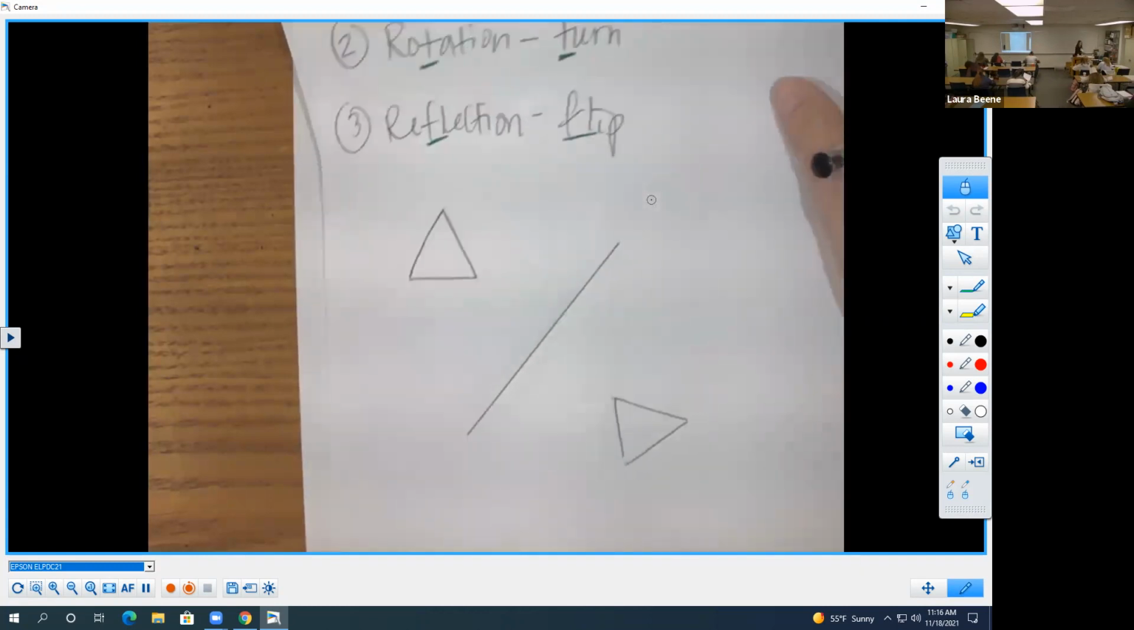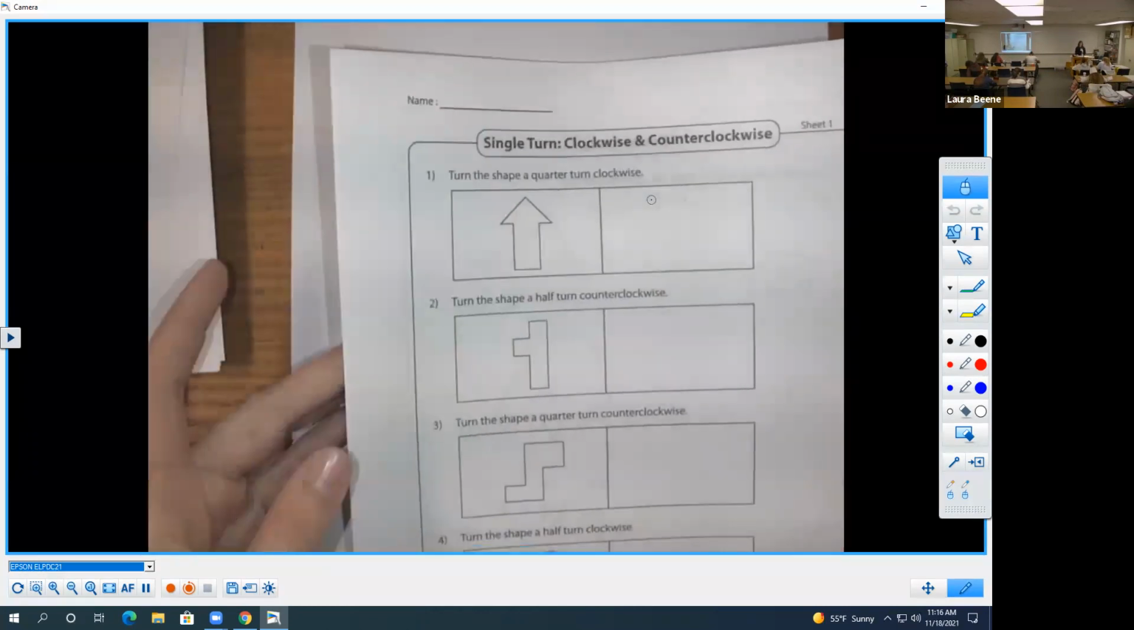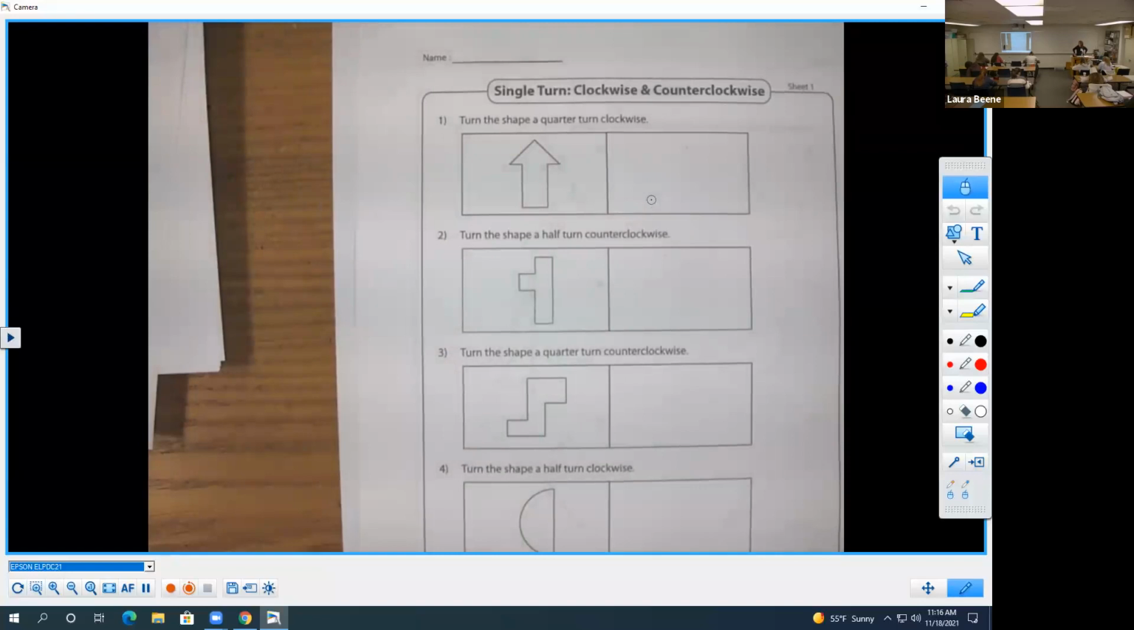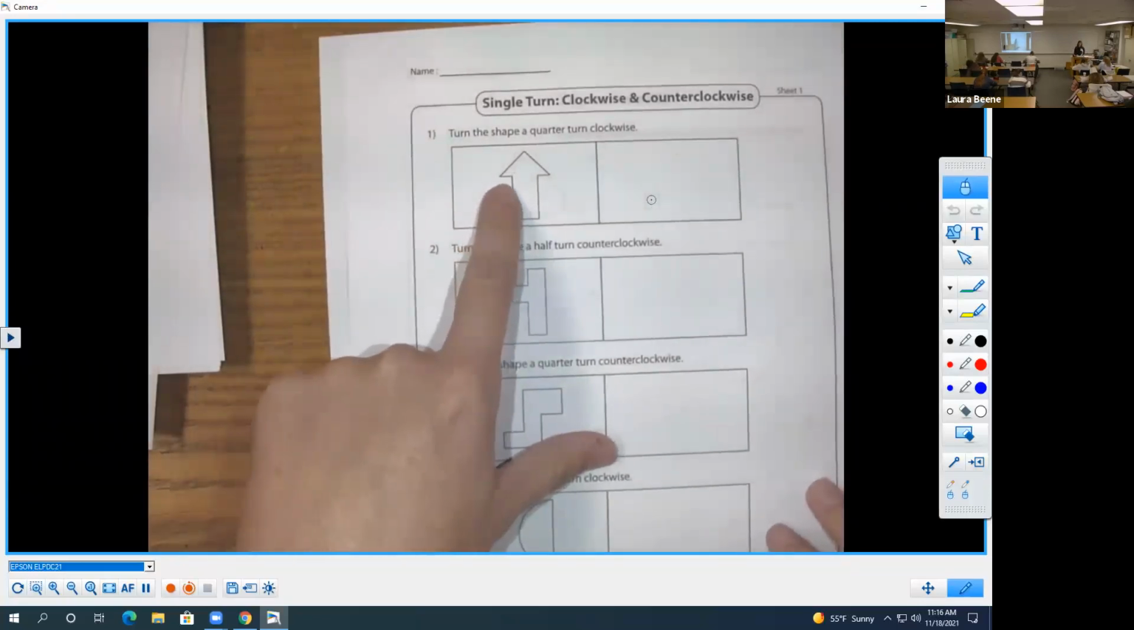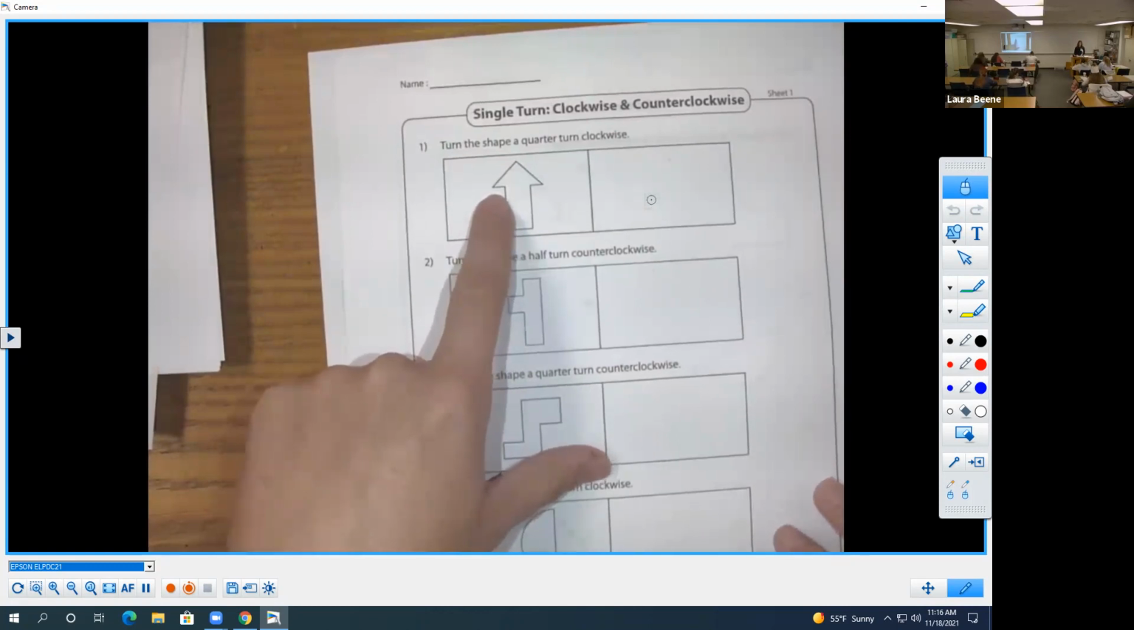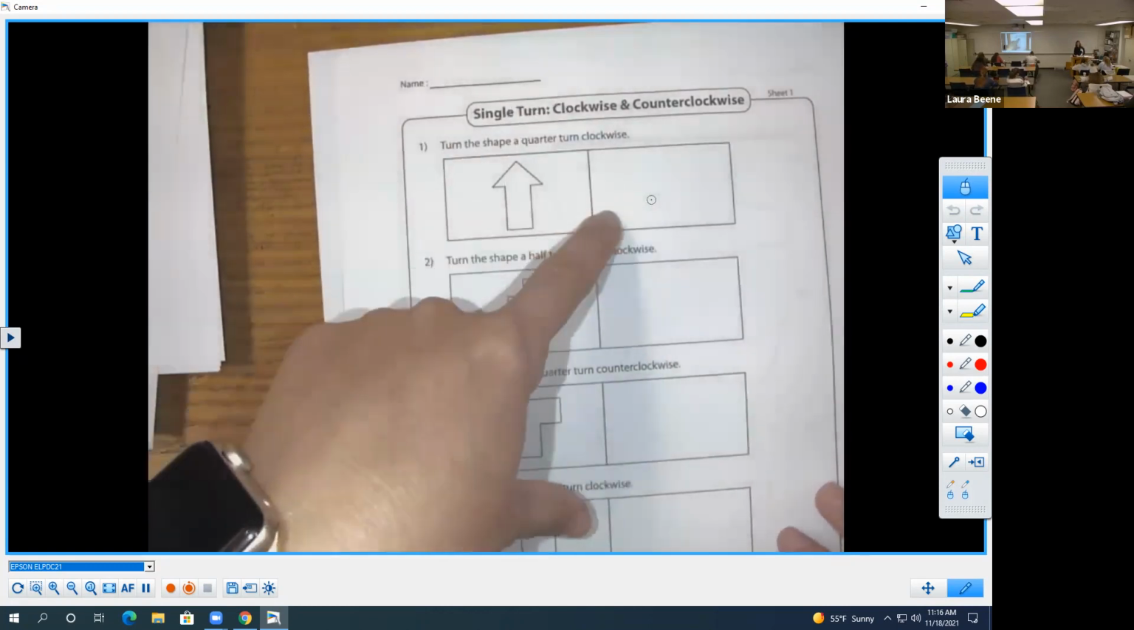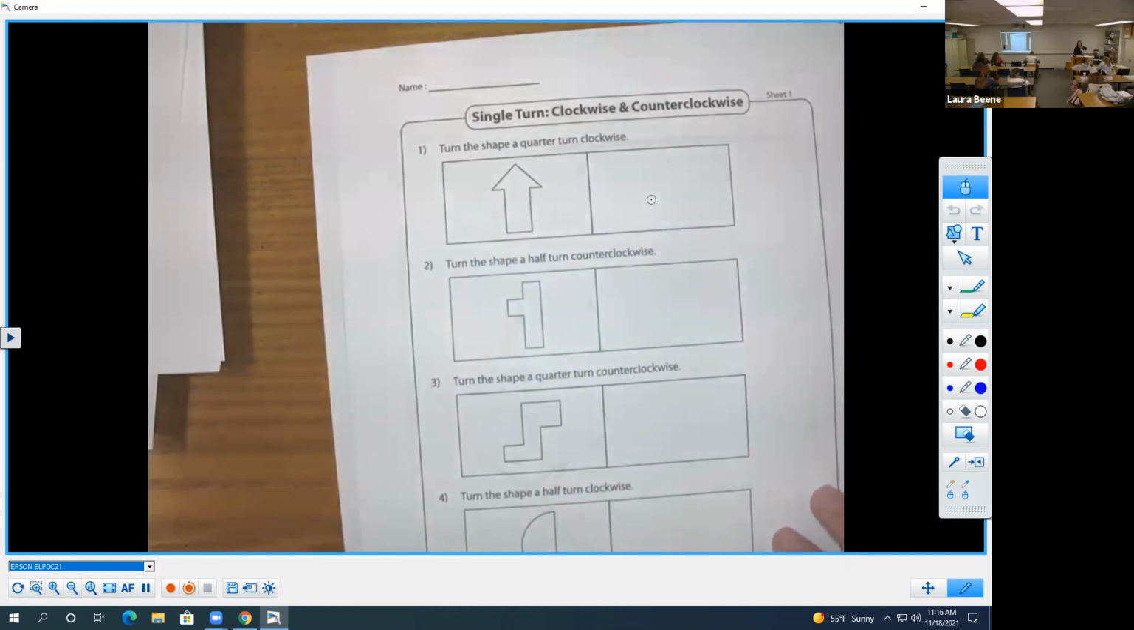So let's start off with translations. Nope, the rotations, I'm sorry. The rotations and reflections are the ones we're doing. Translations, I have full confidence you can do. So this arrow, I want to turn this a quarter of a turn clockwise. Clockwise means you're going to the right, and a quarter turn is 90 degrees.